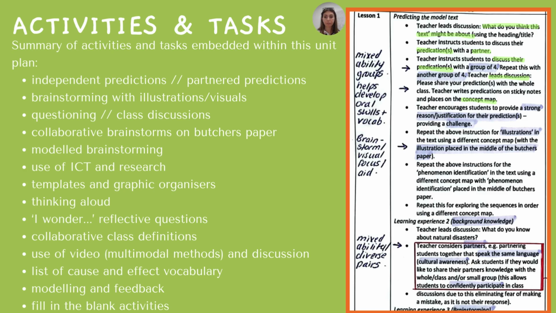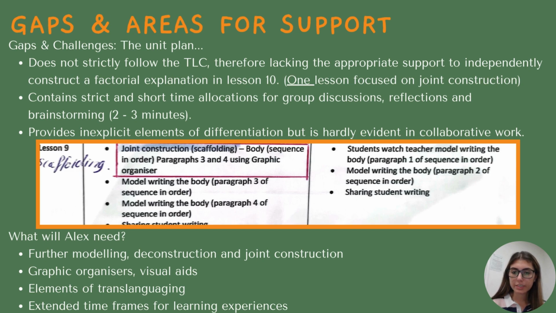By lesson 9, after several instances of modelled writing, the teacher encourages joint construction, where the teacher and students create two buddy paragraphs with guidance from a graphic organizer. By lesson 10, students are expected to write their own factorial explanation on their own. There are plenty of lessons dedicated to building the field, however, the remainder of the unit is unevenly segmented in terms of modelled writing, deconstruction, joint and independent construction.